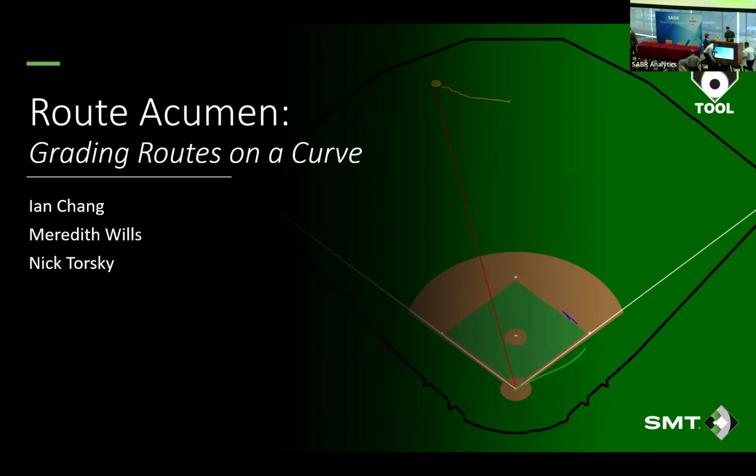My name is Ian Chang. I am currently an undergrad senior at the University of Utah, and I've been working with SMT for around 3 years now. And I'm here to present a cool metric that we've been developing for the 6-tool product called the route Acumen, grading routes on a curve.